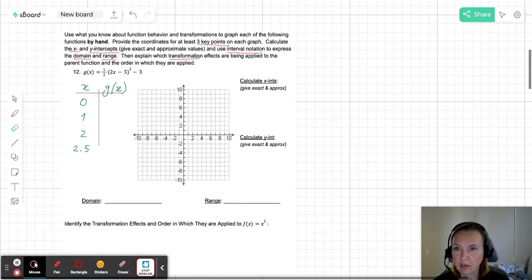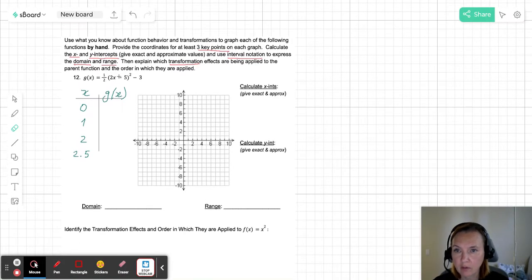In this problem, we are going to look into the function behavior, into transformations, and we will graph it by hand. So we have a function given to us. We need to identify 3 key points on the graph, calculate x and y intercepts. Those are actually going to be our two key points. We will be using interval notation for the domain and range, and then we will have to explain the transformation effects on the function.